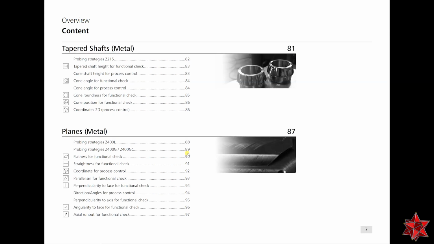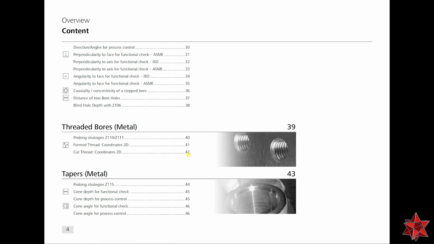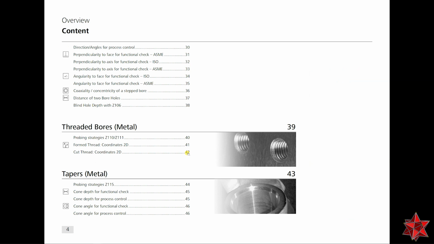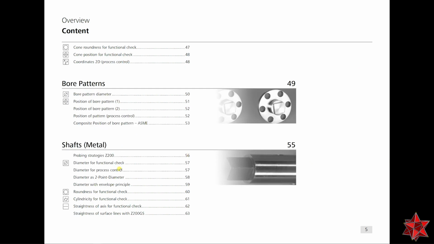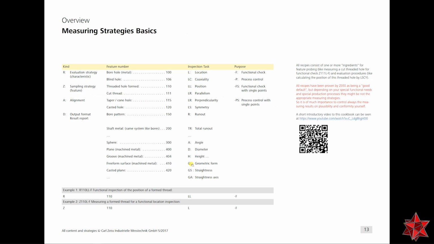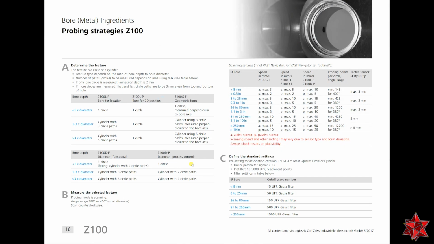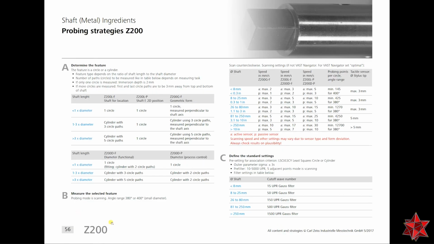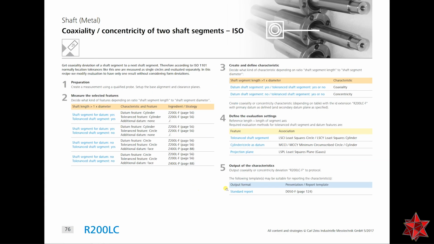So as we saw earlier, we have a shaft, right? So we have to check the diameter for a functional check at page 57. Let's see if we have that. I think we have that, yeah. Okay.